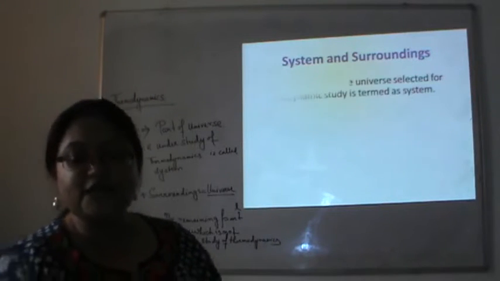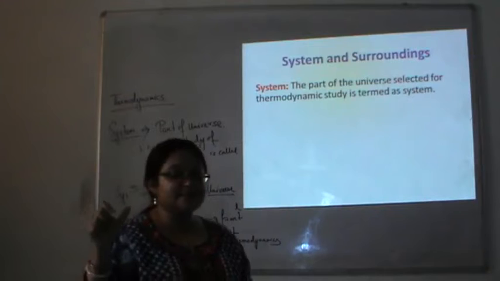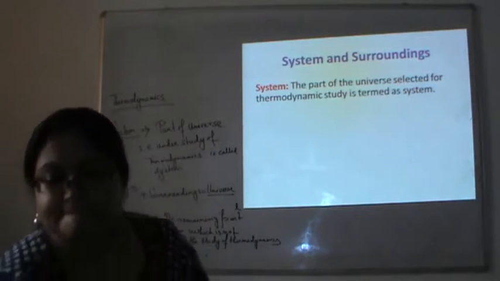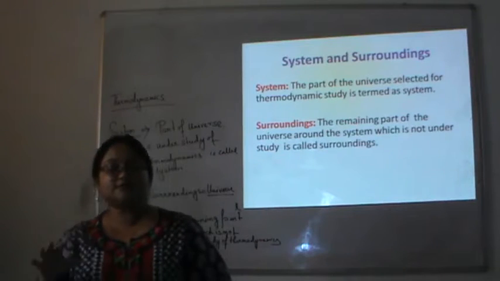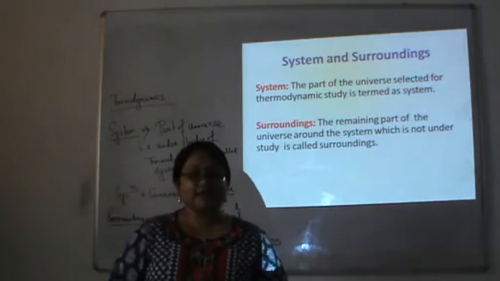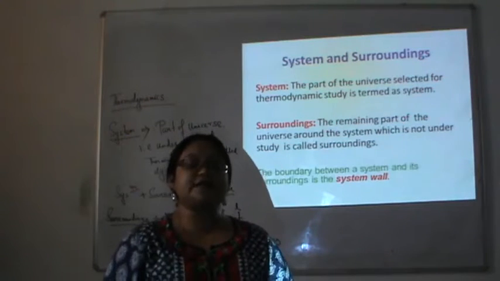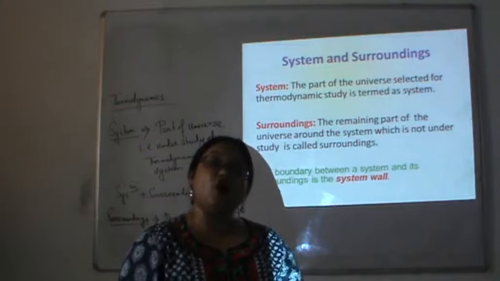So this is the definition. The part of the universe which is selected for thermodynamic study is termed as system. The remaining part of the universe around the system which is not under the study is called surroundings. The boundary between system and its surroundings is called system wall.